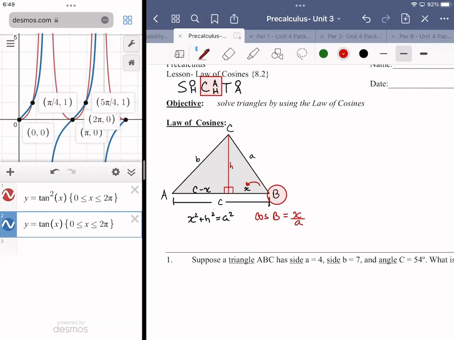All right. I can also do something with this triangle here. I have, again, the Pythagorean theorem at work. I can say (c minus x) squared plus h squared is equal to b squared.